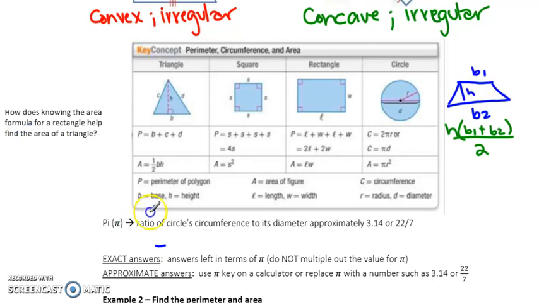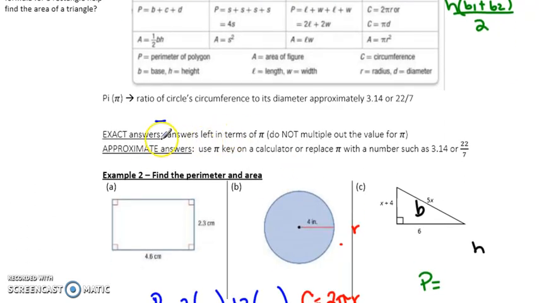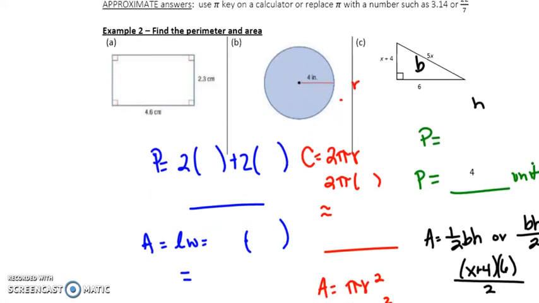So we have pi with our circle. Pi, remember, is approximately 3.14 if we're rounding it. But use your pi button if you can on your calculator. For exact answers, make sure that you use your pi button. And if you are rounding, those are going to be approximate answers. You can use 3.14, but again, I still recommend you always use your pi button.